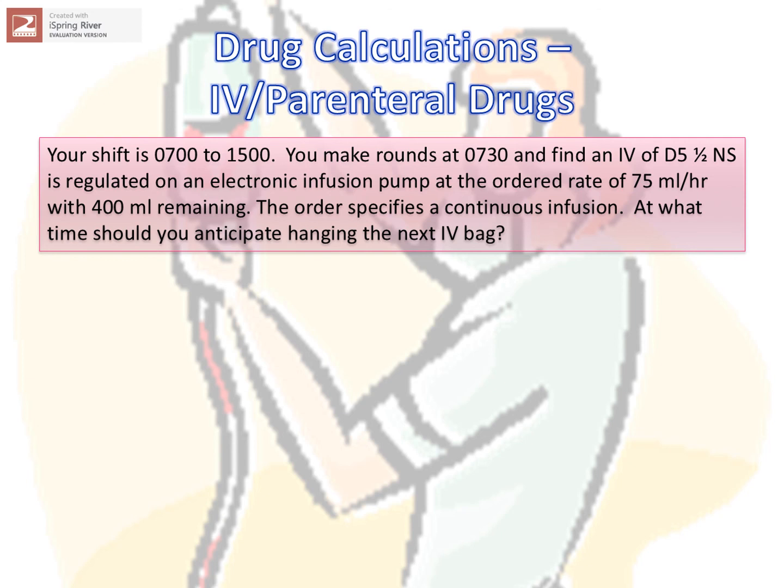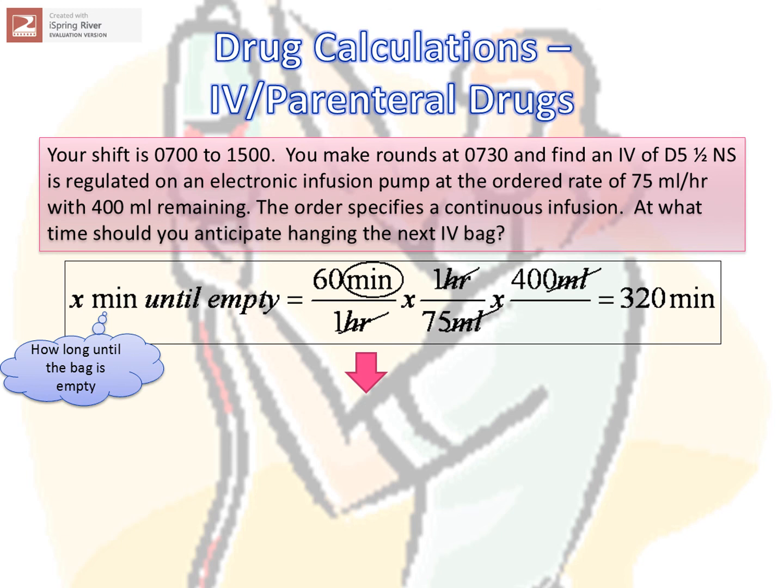To do this, you're first going to think to yourself, how long until the bag is empty? Now, I'm going to figure it out in minutes because it's a little easier to do it that way. So, how many minutes until your bag is empty? Your desired unit is minutes. And you're going to say, okay, well, 60 minutes on top. 60 minutes, you don't see minutes in the problem, so you need the conversion factor. 60 minutes is the same as 1 hour, so 1 hour on bottom. We don't want hours on the bottom, so we're going to put hours on top.